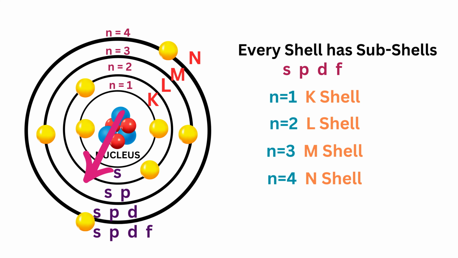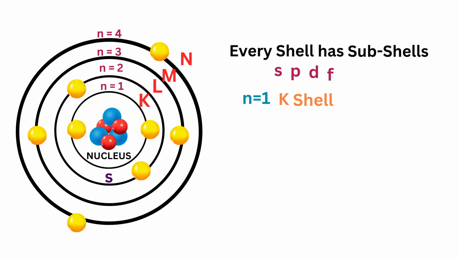Secondly, when you go from the first to the fourth shell, add one subshell successively, like s, then sp, then spd, and then spdf. Now, I write n is equal to 1 and we know that it is the K shell, and the K shell has only one subshell, s. We write 1 with this s because this s subshell belongs to the first shell.